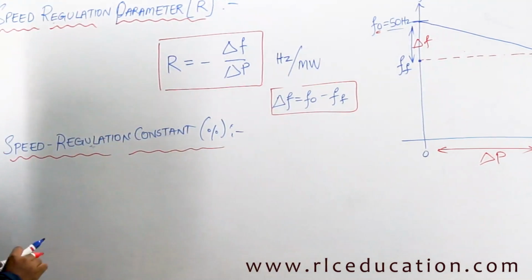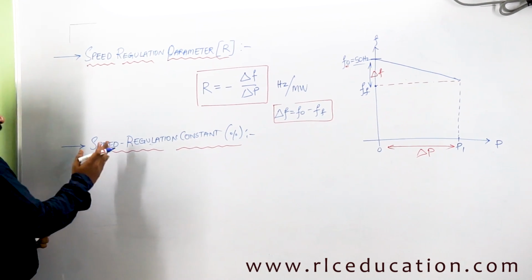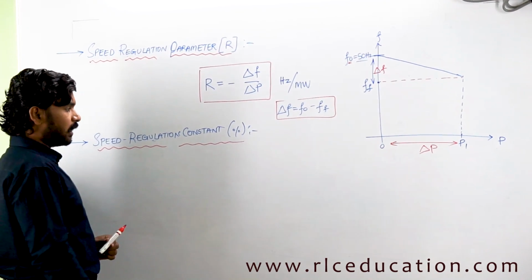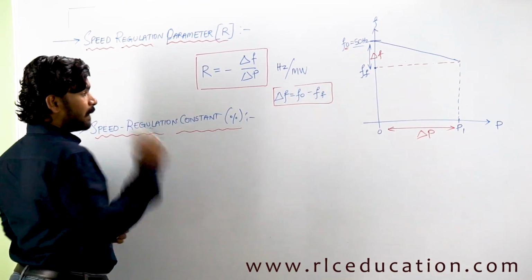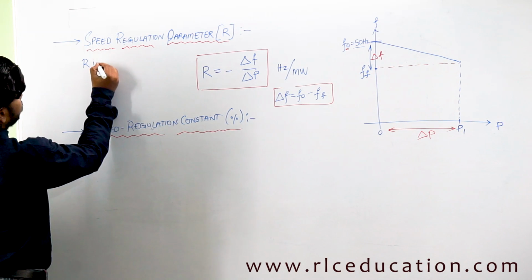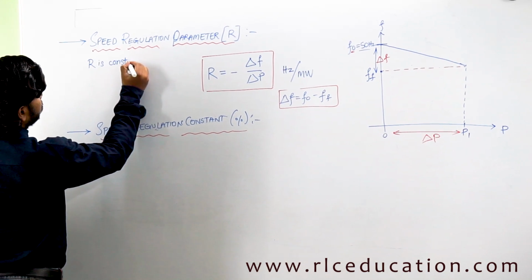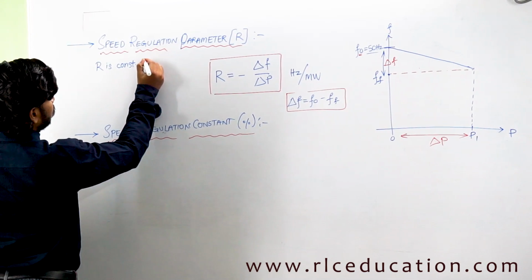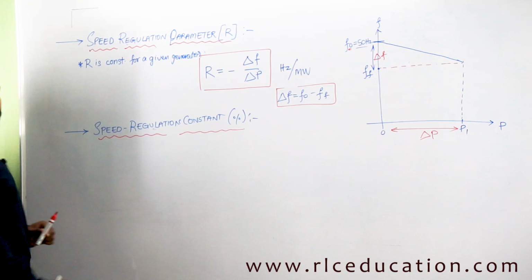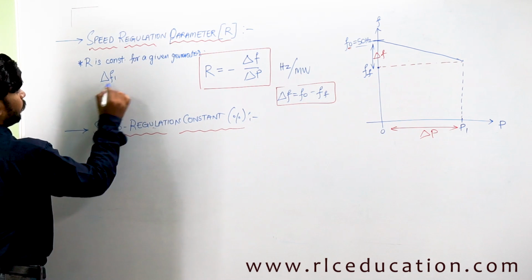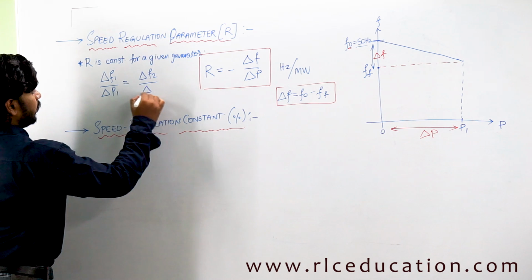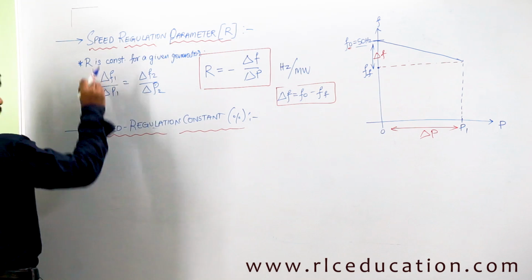Next, I am defining another parameter called the speed regulation constant. The speed regulation constant is always given in percentages. Before this, another thing I want to highlight is that R is constant for a given generator. That means if R is constant, I can define one formula: delta F1 by delta P1 should be equal to delta F2 by delta P2. Please remember this formula.